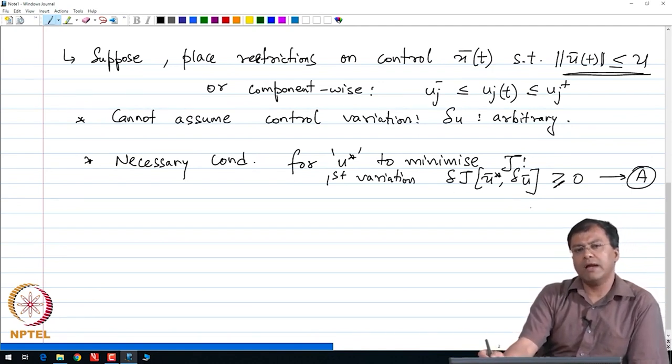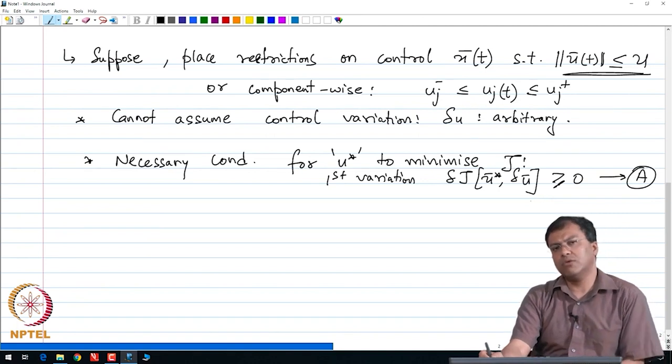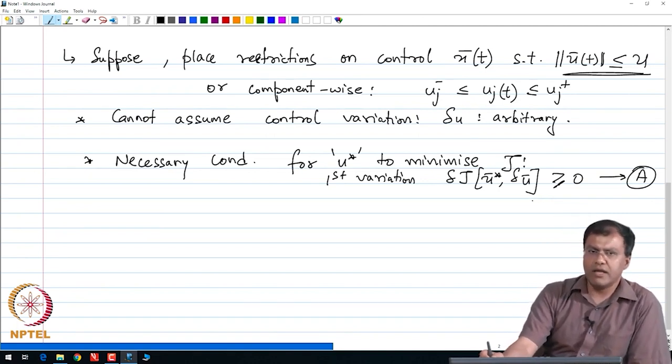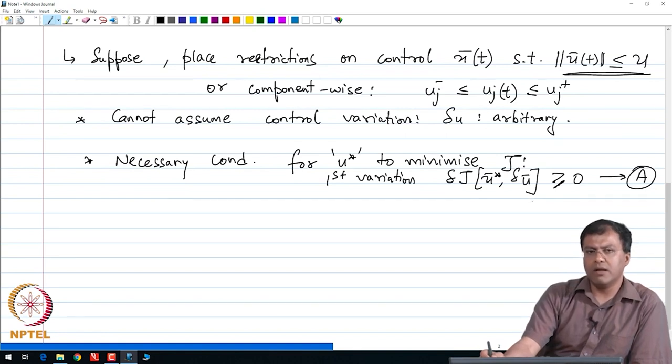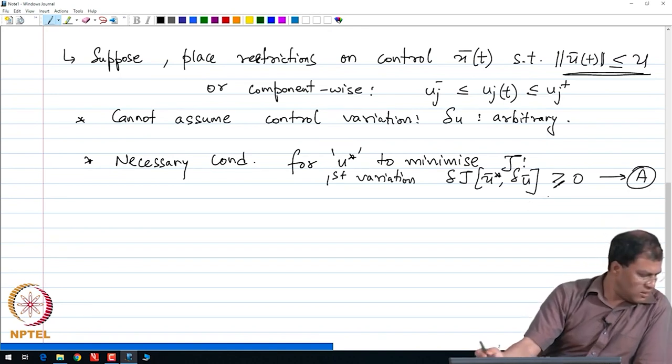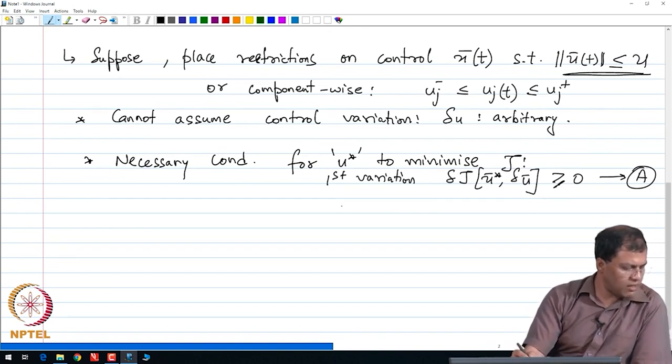Suppose we fall back into our unconstrained case, where our optimal u is found by taking the derivative, or it is within the constraint, then this inequality reduces to the strict equality. Otherwise, if the minimal control is found on the boundary, then we have to solve the inequality, ok. So, what I have said is the following.